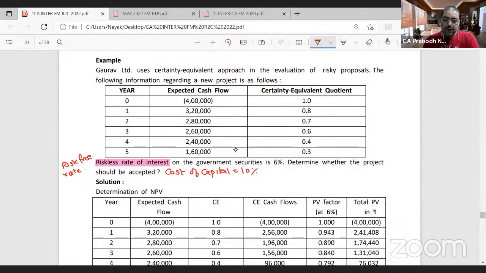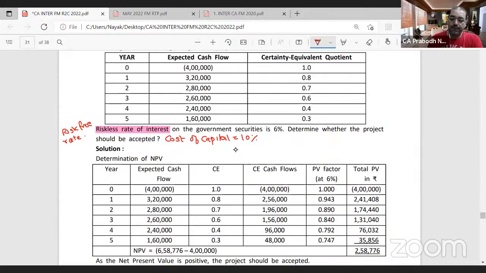I told you the reason for this. Because when you multiply by the certainty equivalent quotient, you are removing the uncertainty, the risk factor. So whatever cash flows remain are the risk-free cash flows. Certainty equivalent cash flows are actually risk-free cash flows. So you have to discount not by the cost of capital, but by the risk-free rate of return.